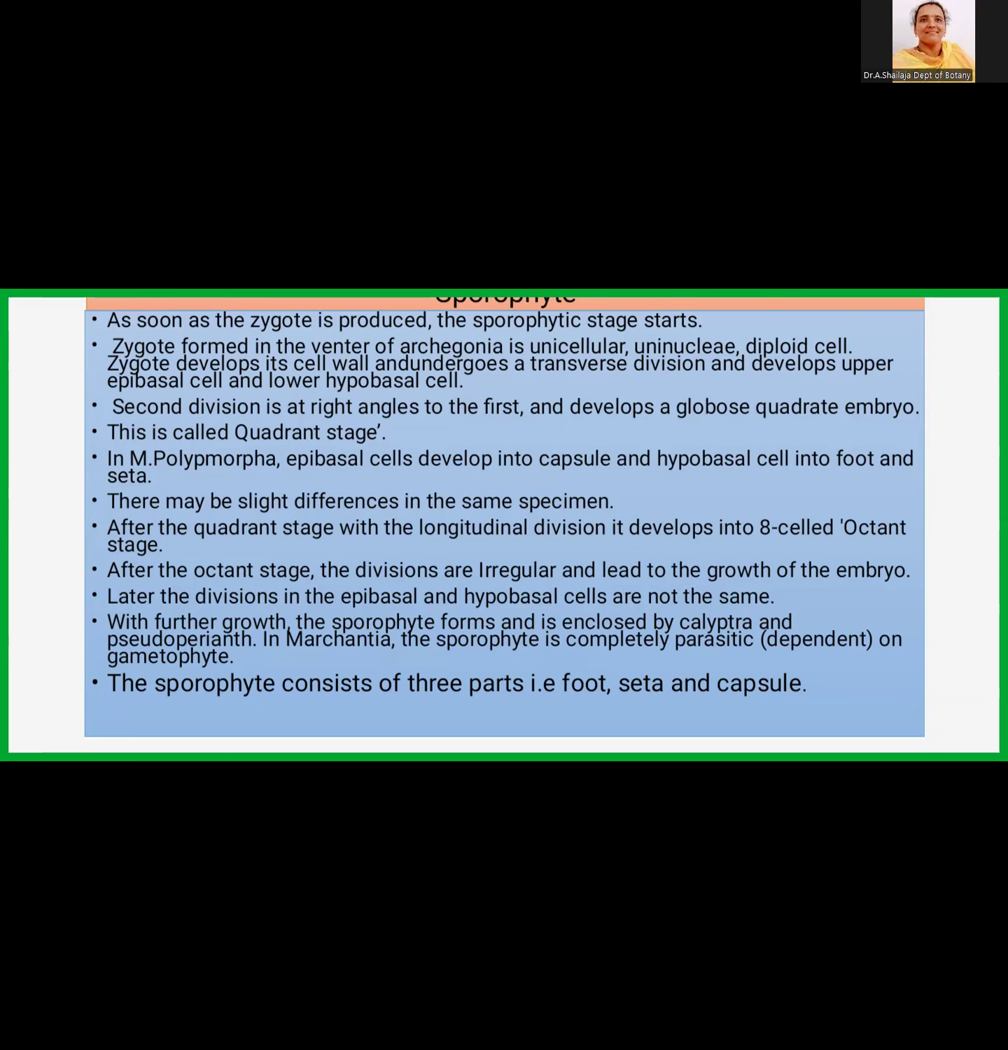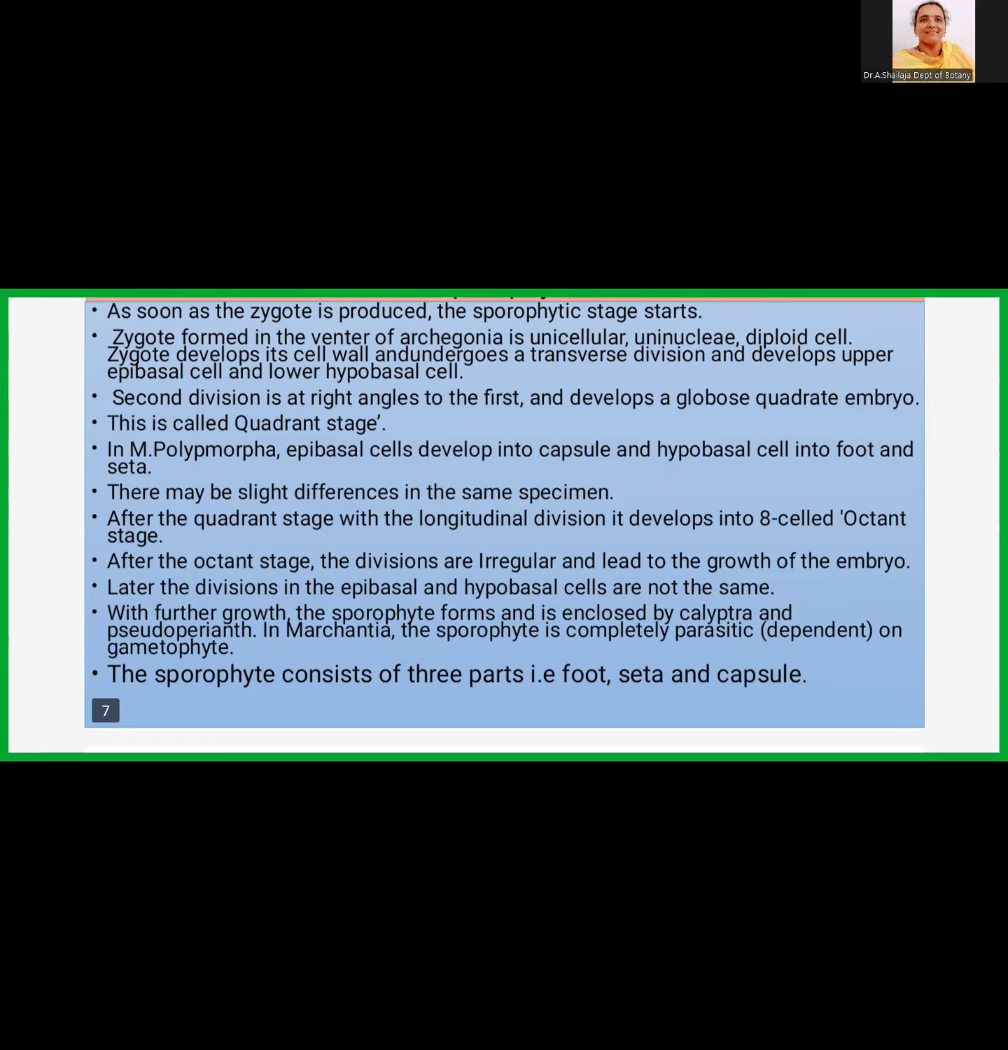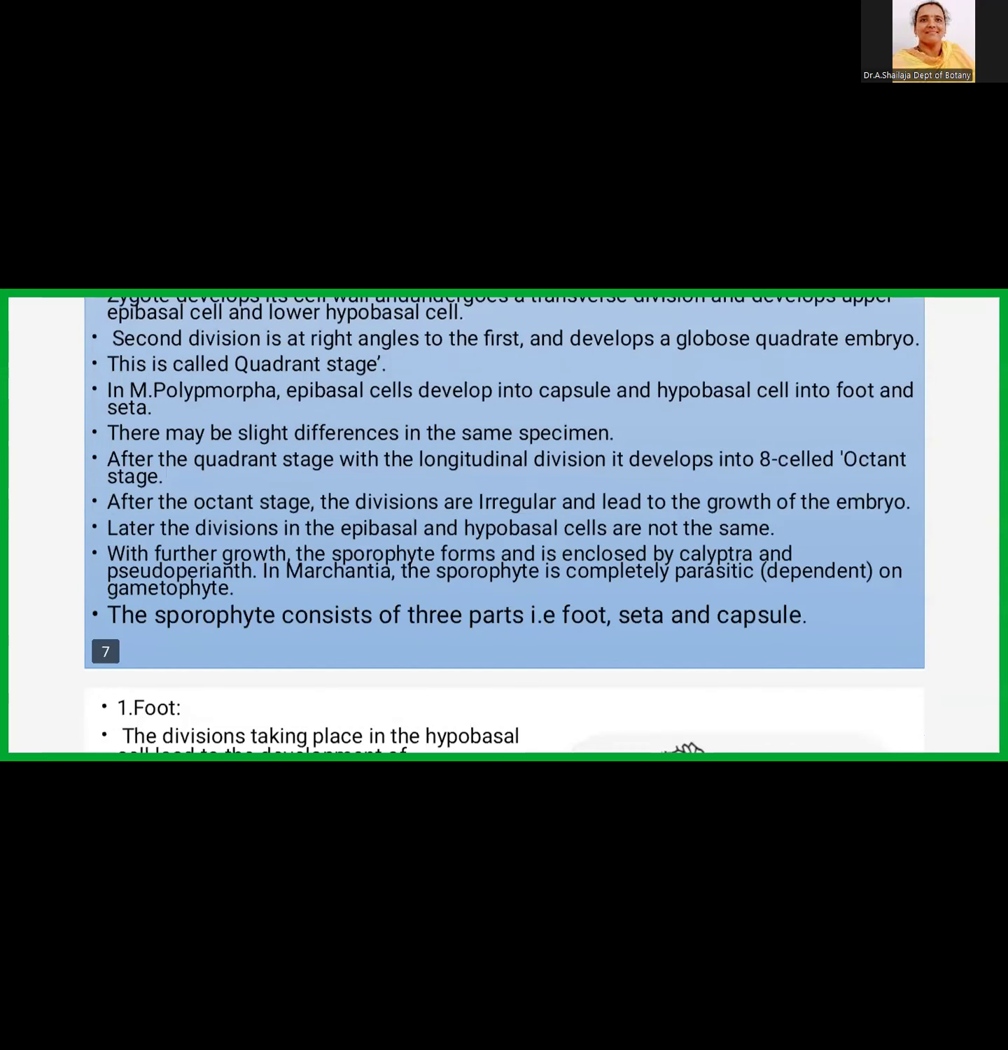It is enclosed by the calyptra and pseudoperianth in Marchantia. The sporophyte is completely parasitic on the gametophyte. Please remember this. In Marchantia, the sporophyte is completely parasitic, dependent on the gametophyte. This is very, very important. Note this point.